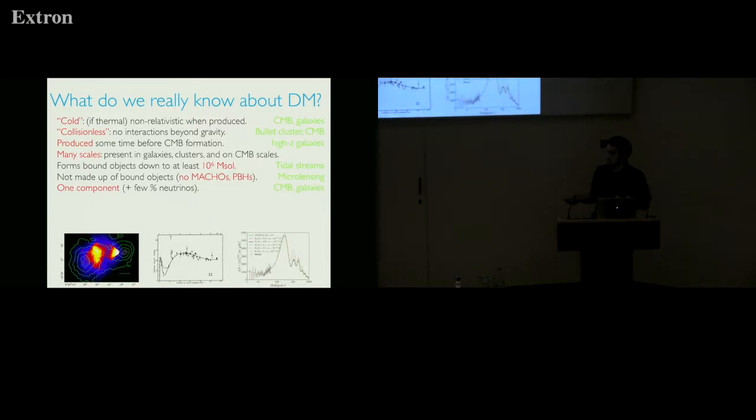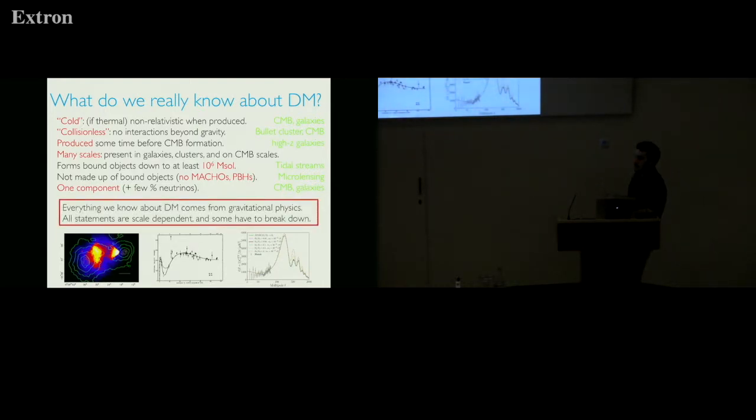We also know, and this is partly my own work, that the dark matter is approximately one component, a single degree of freedom, plus the small contribution of massive neutrinos. But the important thing about all of these statements is that everything we know about dark matter comes from gravitational interactions, and that all of these statements are scale dependent.